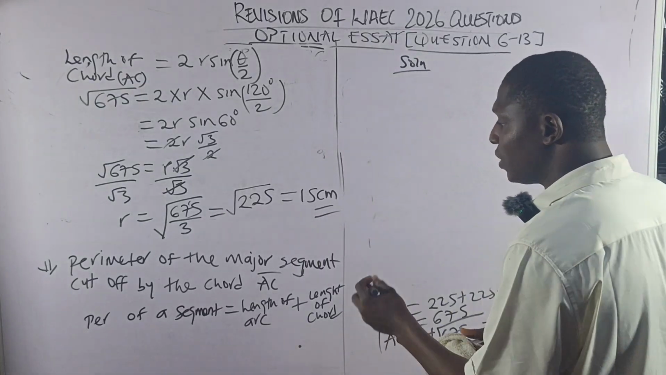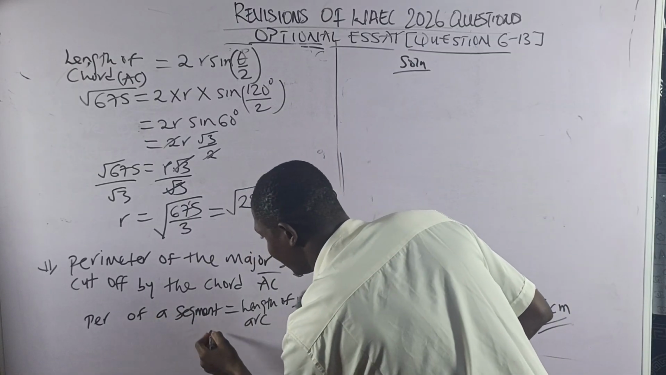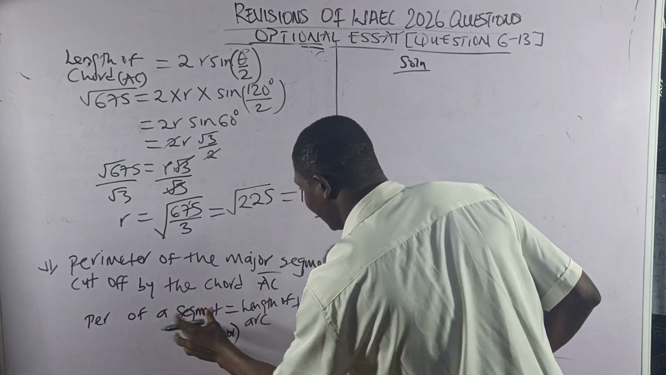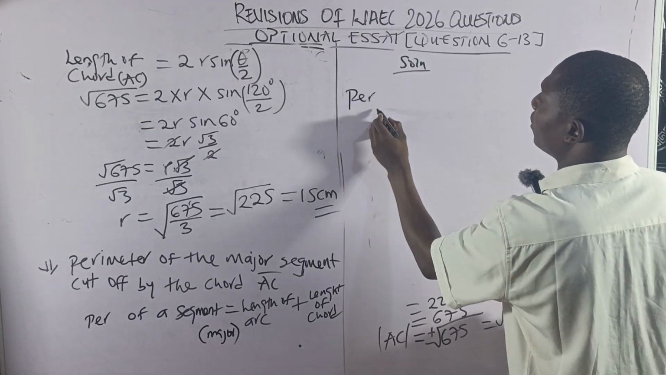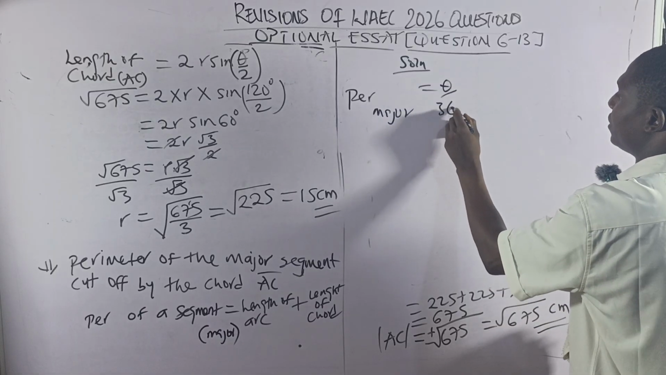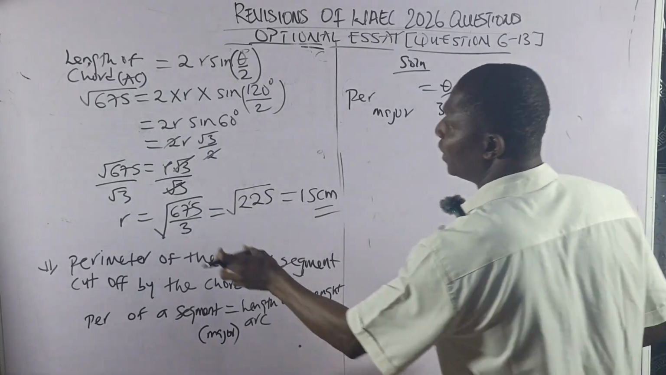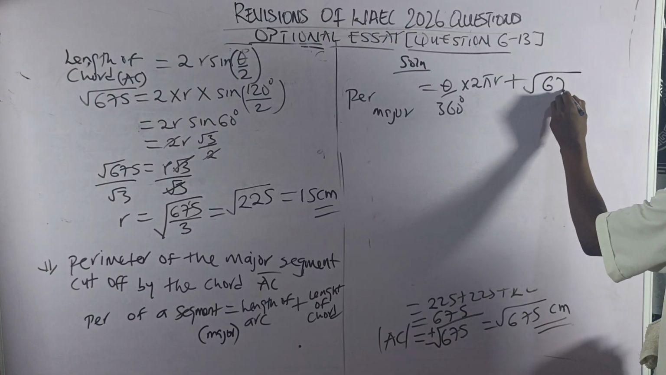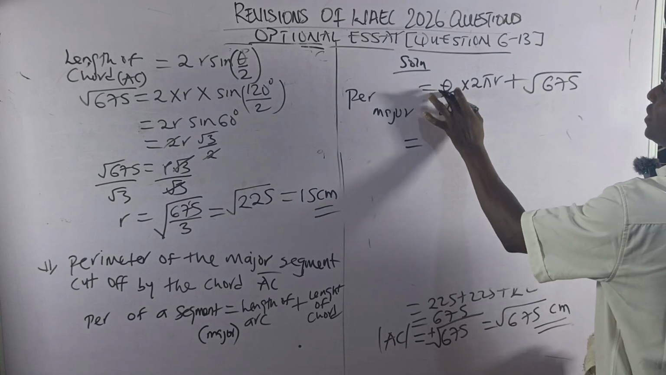So the perimeter of a segment, since we are talking about major segments, let me put bracket major. The perimeter of the major segment is equal to length of arc, which is theta over 360 degrees times 2 pi r, plus length of chord, and length of chord is the square root of 675. Root 675.